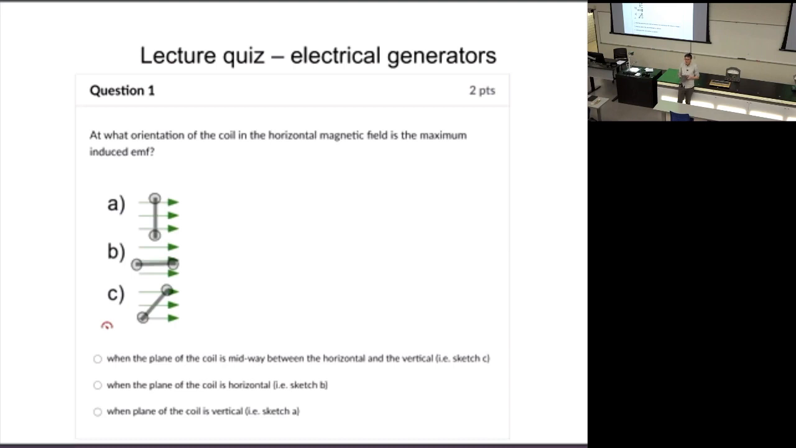Okay, I'll get started because I want to fit in one problem, a numerical problem on rotational motion.